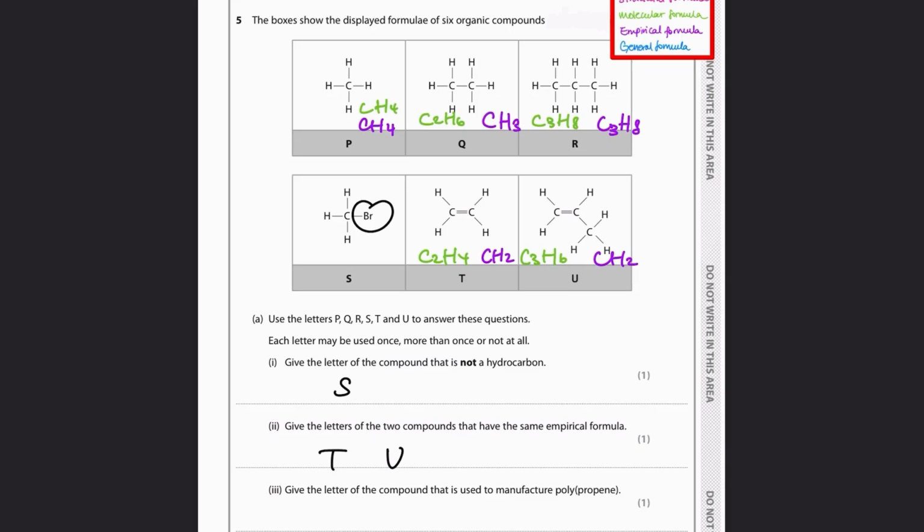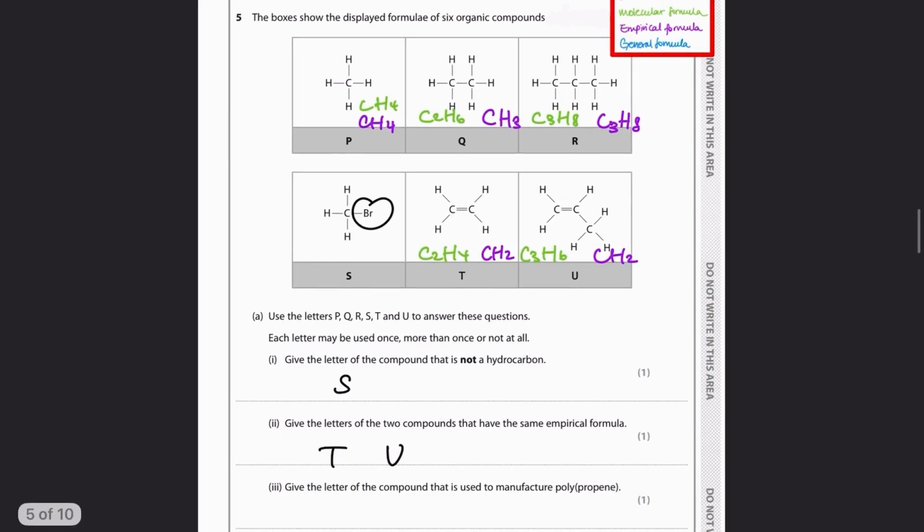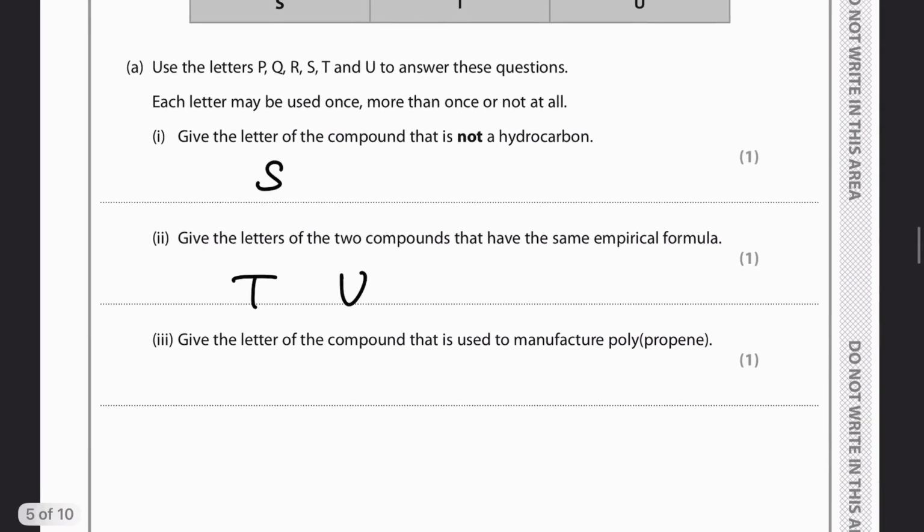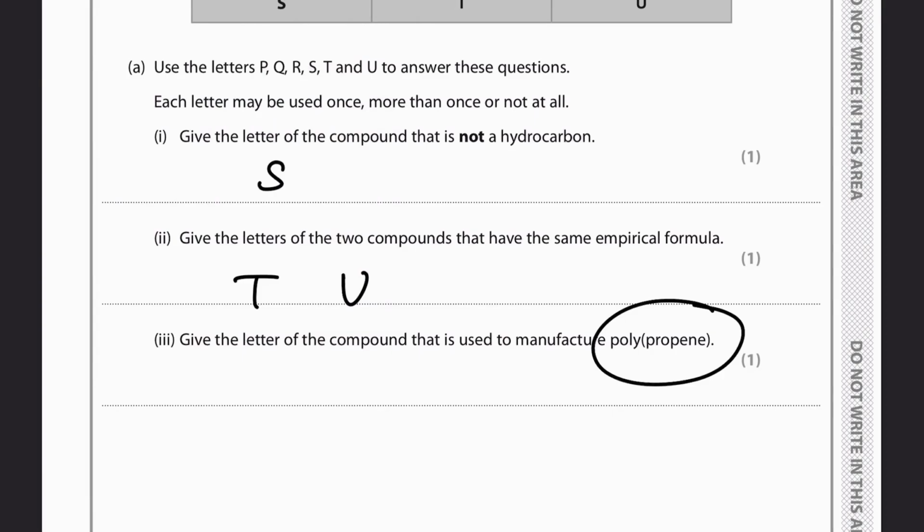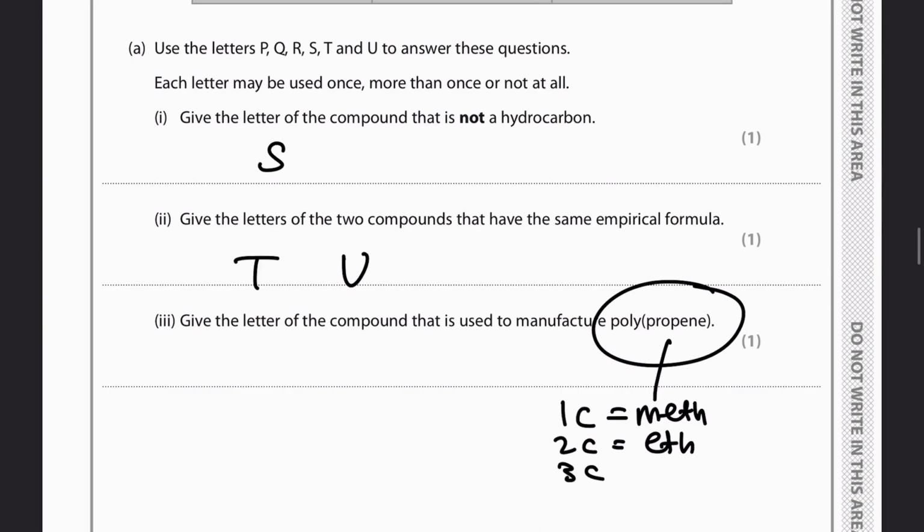You won't miss anything. And lastly, it says, give the letter of the compound that is used to manufacture polypropene. Polypropene, poly means many. Propene, let's see if you guys can decode this. Propene, how many carbons is that? Remember, 1C is meth, 2C is eth, 3C is pro. So the fact that it's pro tells me that is 3 C's. Let's color code this. The fact that it's pro means 3 carbons, and the fact that it says ene means that it is an alkene.